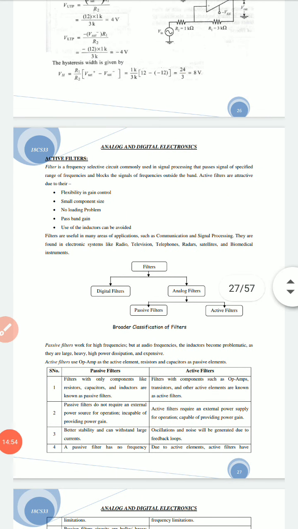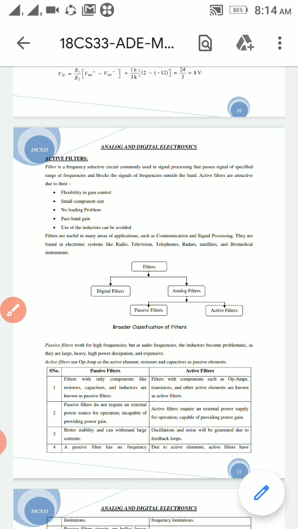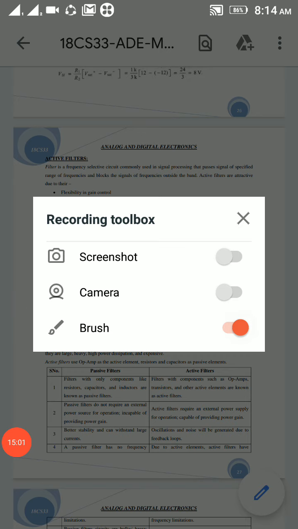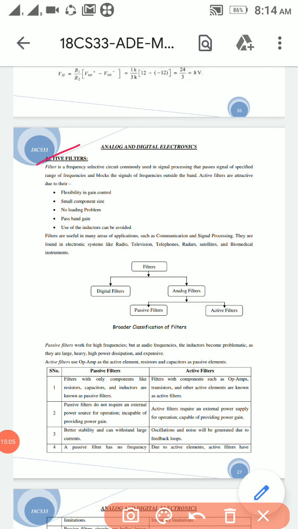Okay, this is active filters. See here is the active filters. So before going to active filters, what is a filter then? A filter is a frequency selective circuit, commonly used in signal processing. So these filters can be used in signal processing mainly.